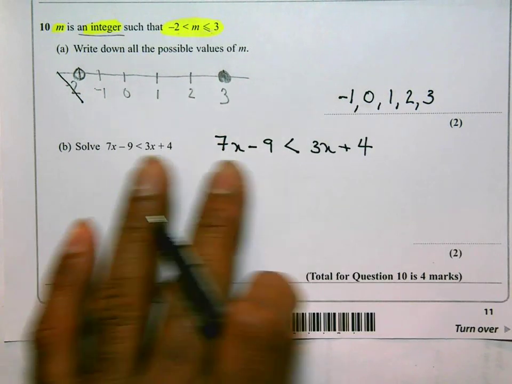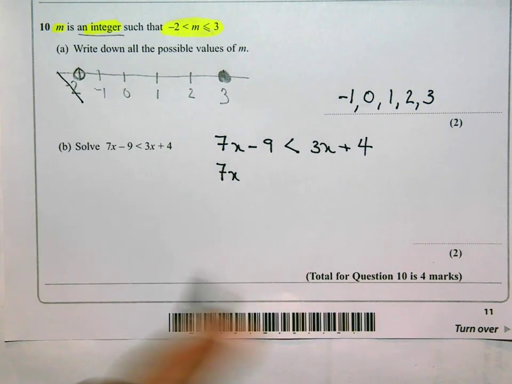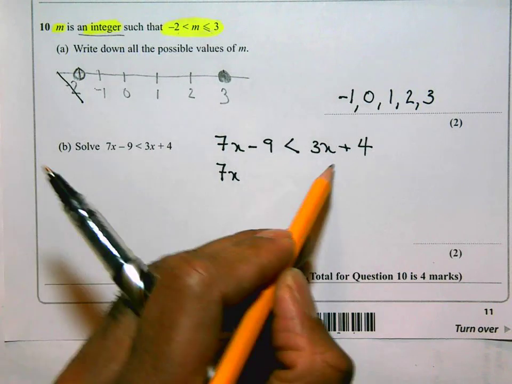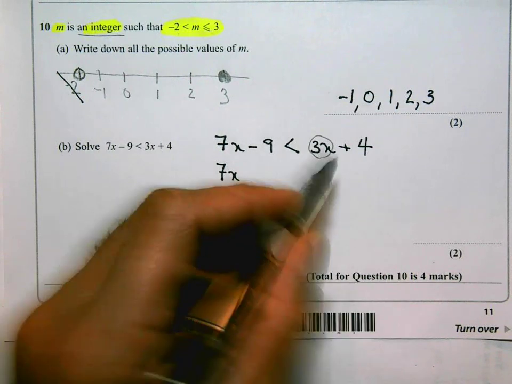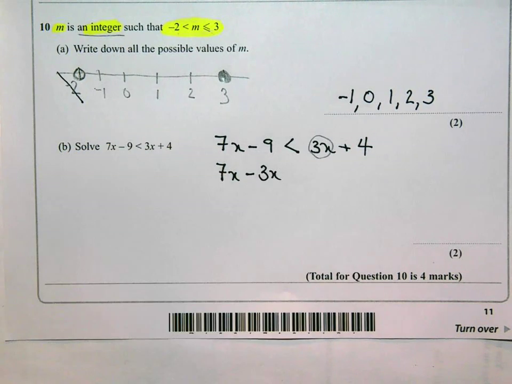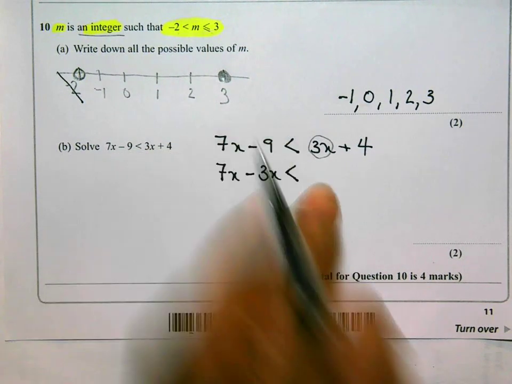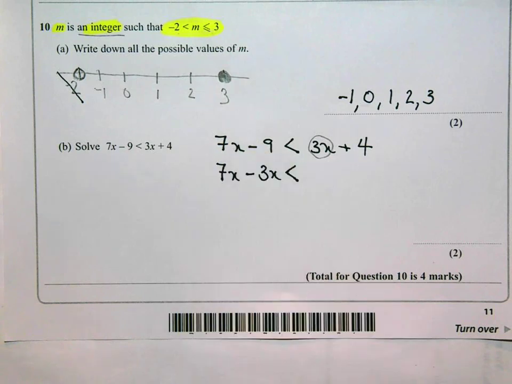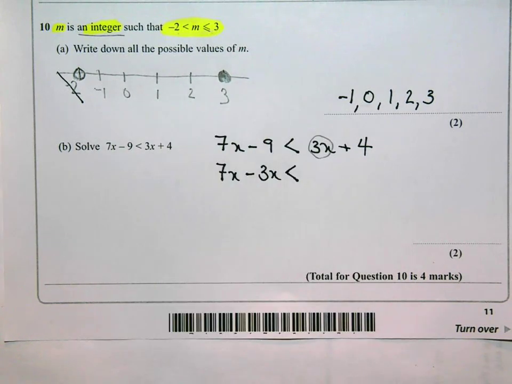On this side, I've got 7x, and so that's going to stay put. I need to bring that 3x across. Now that's positive 3x. So when I bring it across to the left-hand side, so that I can have all the x's together, it's going to become minus 3x. Think about that. I still have the inequality there. When I bring that plus 3x across to this side, it's going to become minus 3x. The sign is going to change.